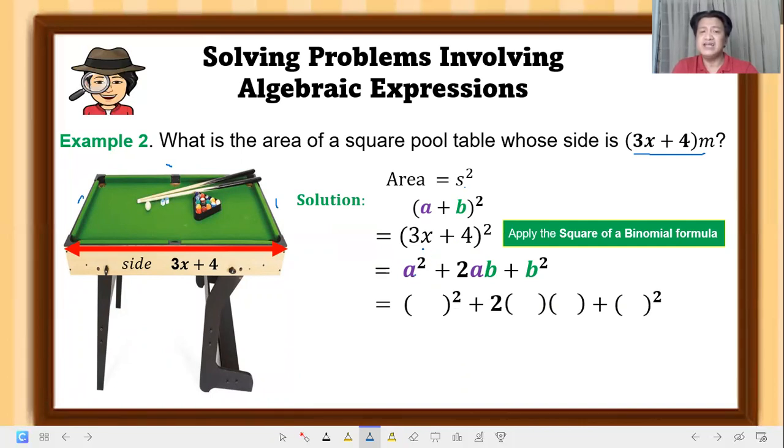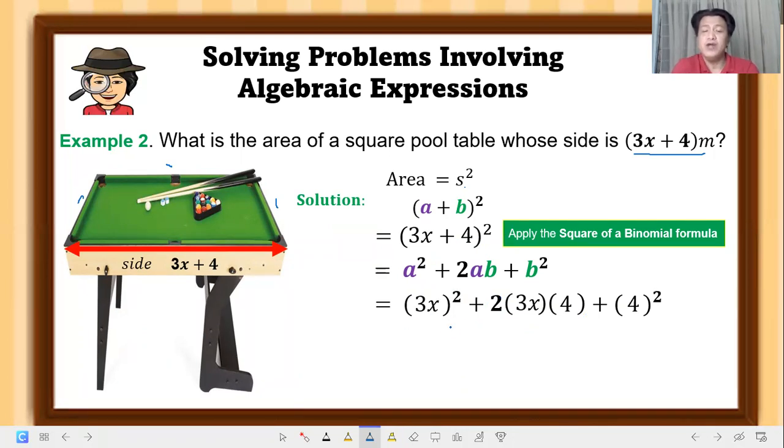Kung ang first term natin 3x, square natin. That is simply 3x. And then, twice natin yung product ng first at second term. Given po yung constant term natin na 2 dyan sa formula, all we have to do is substitute the first term, 3x, and the second term, that is 4. And then square the last term, yun yung 4. Okay? And then we can now simplify.